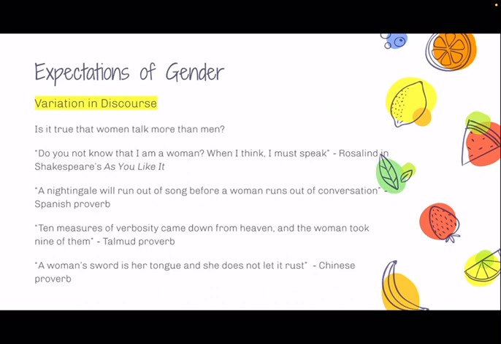Variations in discourse. So, is it true that women talk more than men? We know that that's a stereotype, but is there actually any truth to it? So I'd like you to just pause here, read each of these quotes, so they're different proverbs or sayings from societies, and then we've got a quote from a Shakespearean play as well. For each one, I'd like you to just jot down one dot point about what this is saying about how women use language. Once you've done that, come back to the video.